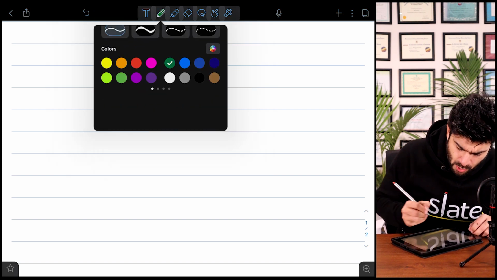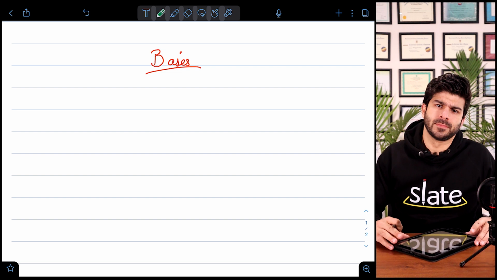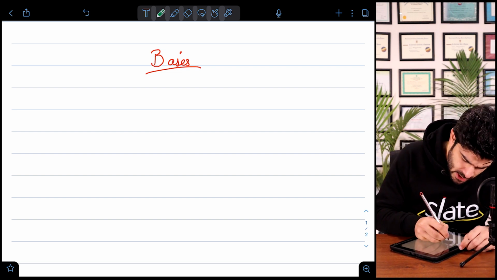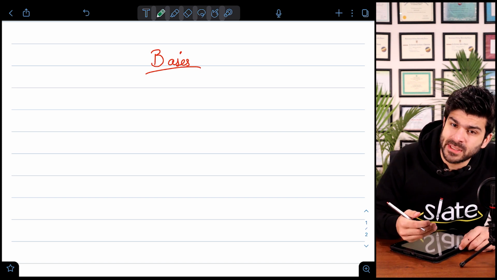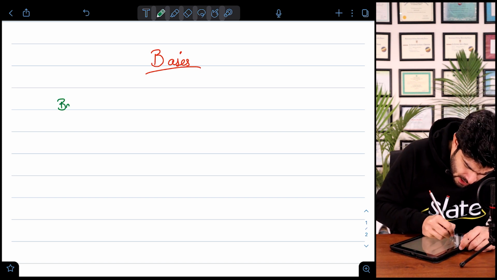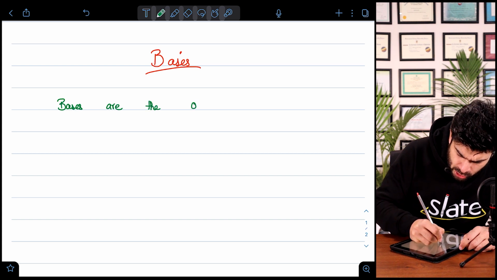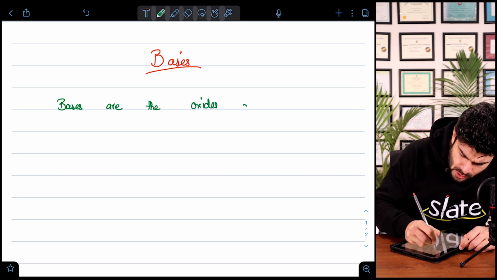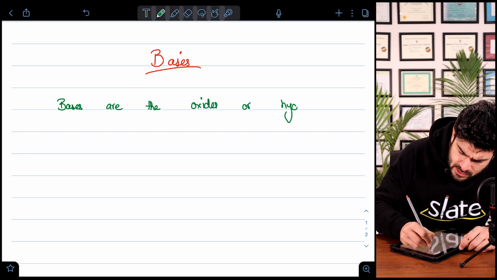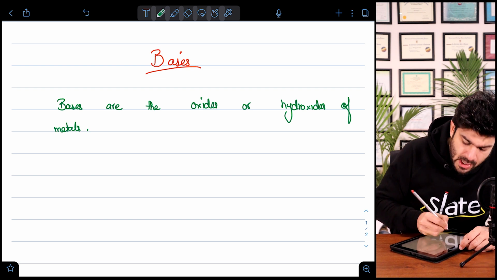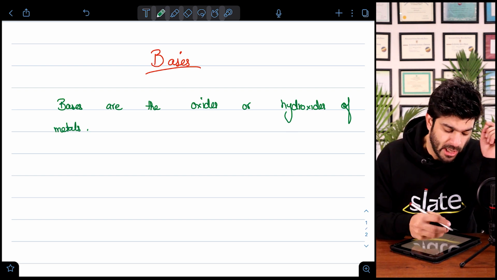bases. Now, what are bases? A very easy way to understand bases, if you have to define them in the exam: bases are the oxides or hydroxides of metals. Bases are the oxides or hydroxides of metals.